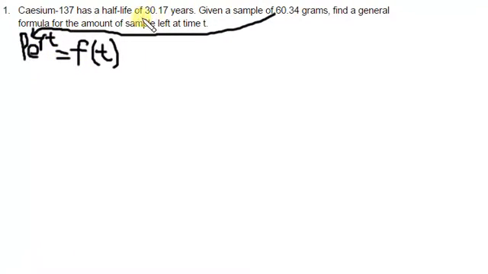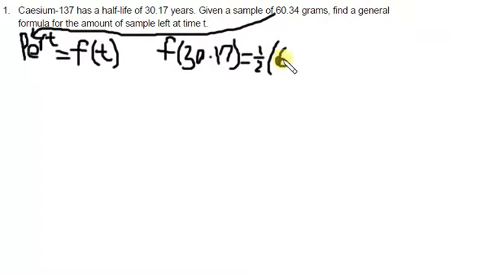Also, we know that the half-life is 30.17 years. This is equal to the amount of time needed to have half the amount of sample left. So, after 30.17 years, the amount of sample left compared to the original amount will be halved. So we can write f of the half-life, or 30.17, is equal to 1/2 of 60.34, which is the initial amount.